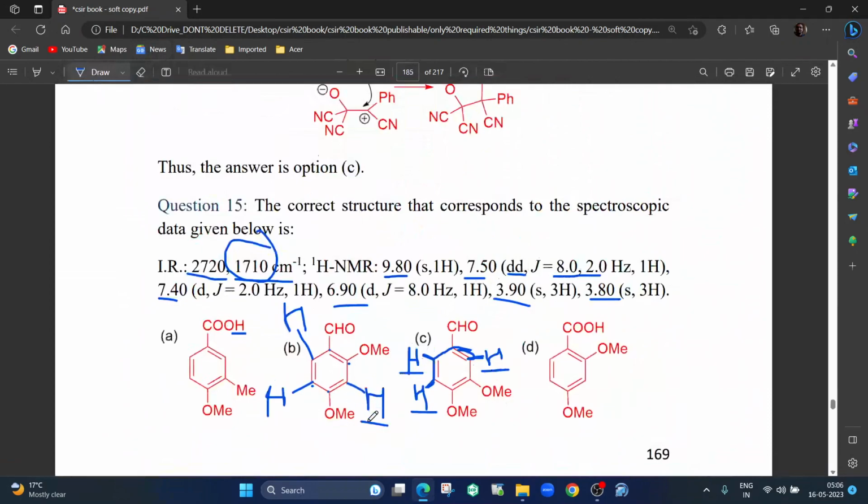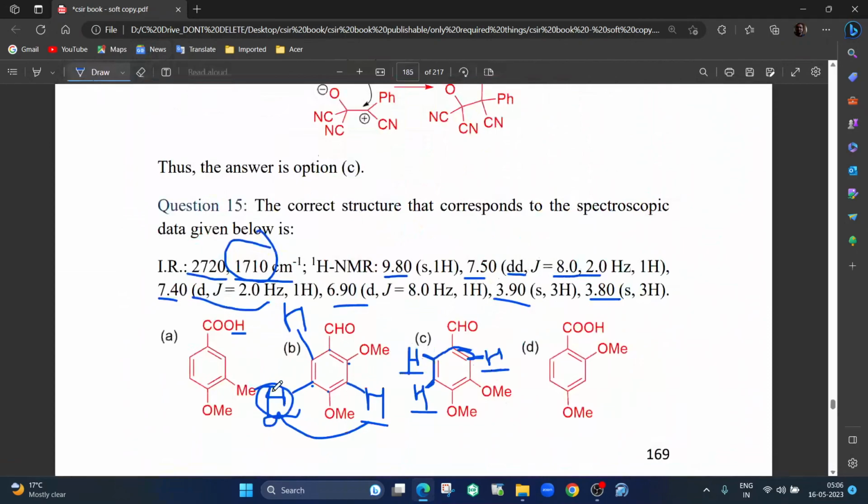So it will split by this hydrogen, meta hydrogen, as a doublet with 2 hertz. So anything like that there? Let us look. So yes, one proton is there like that, a doublet, J as 2 hertz. Let us look at this one.